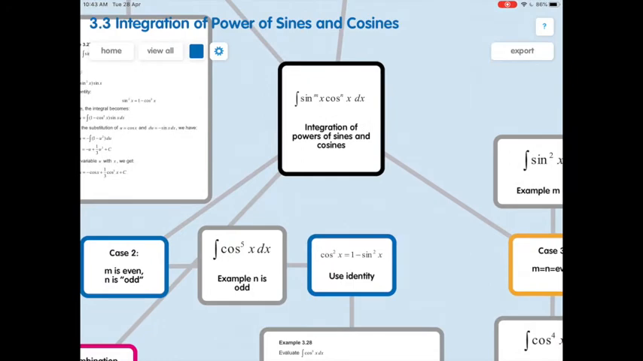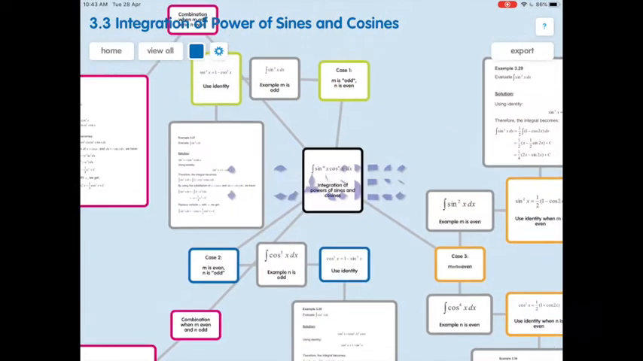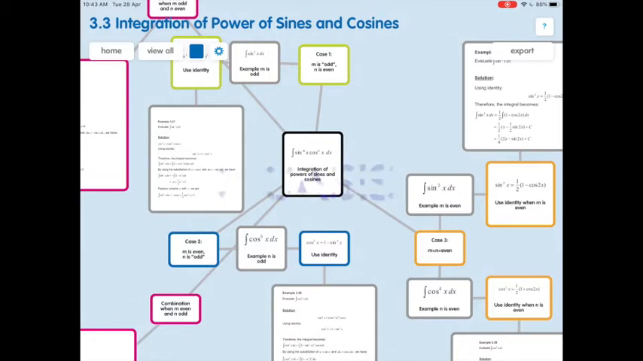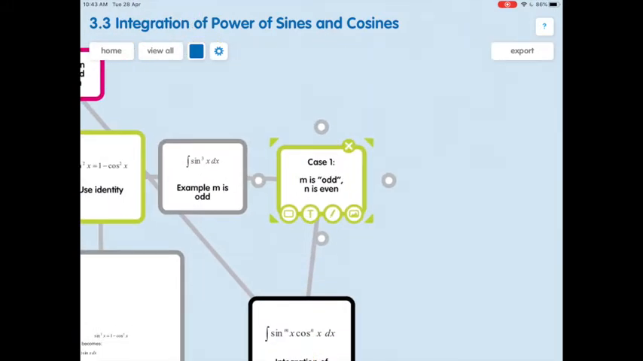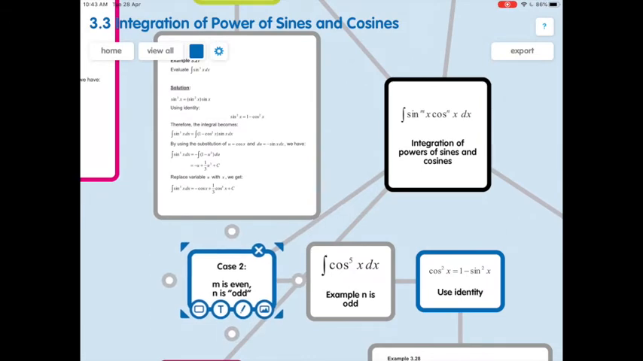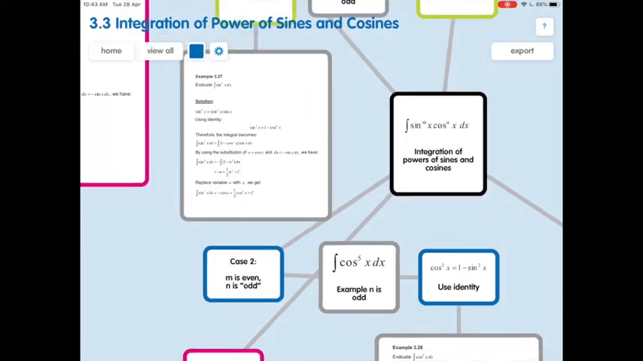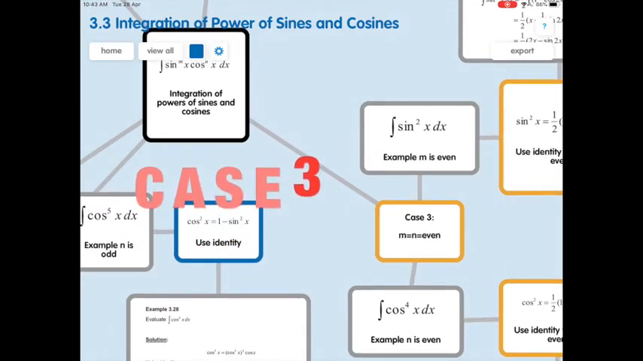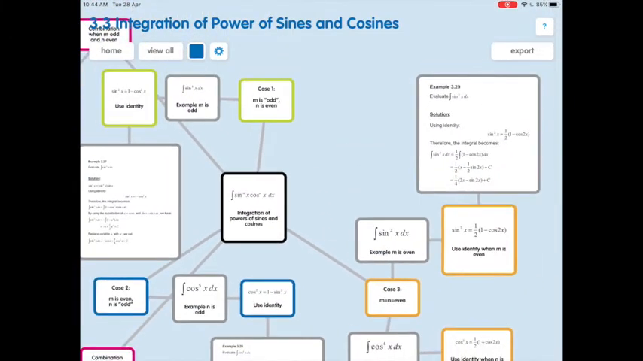Here we are dealing with powers of 2, 3, 4 and so on. So how do you want to solve this? Actually, there are three cases that we need to understand. The first case is when m is odd and n is even. The second case is when m is even and n is odd, and the third case is when both m and n are even. So we have odd and even problems here. Let's deal with them one by one.